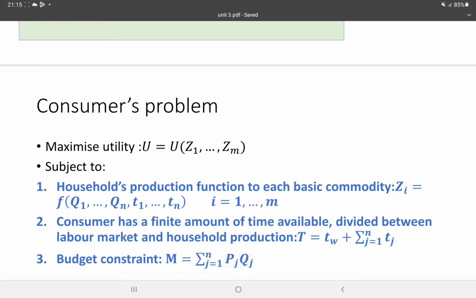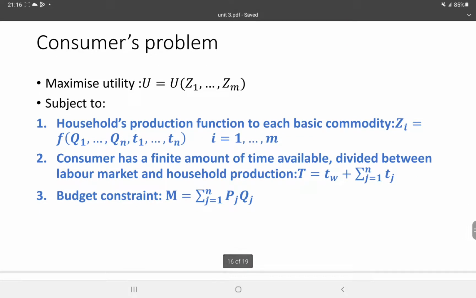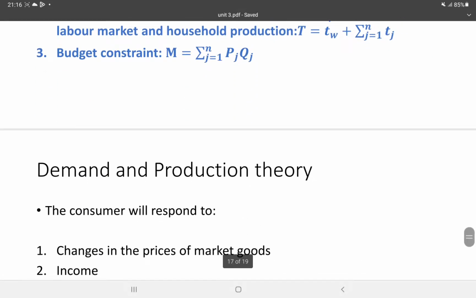Consumer's problem now. What is the problem with the consumer? The consumer is subjected to the problem to maximize utility subject to the following constraints: the household production function to each basic commodity, and the consumer has a finite amount of time. So the production function, that is the technology, and the other thing that really affects the consumer here is the amount of time available. So we'll have to divide the time between the labor market and the household production. Should we go for production? Should we be in the labor market working? And again, the consumer is constrained by the budget constraint. How much do they really have?